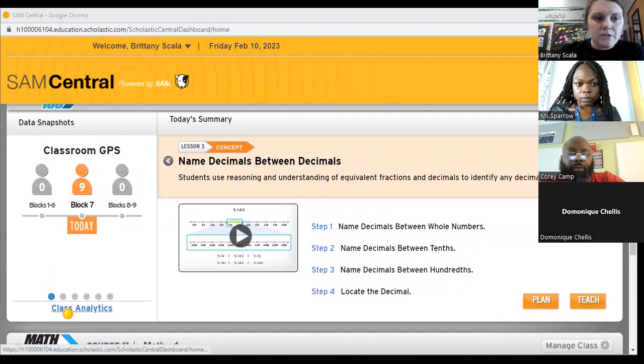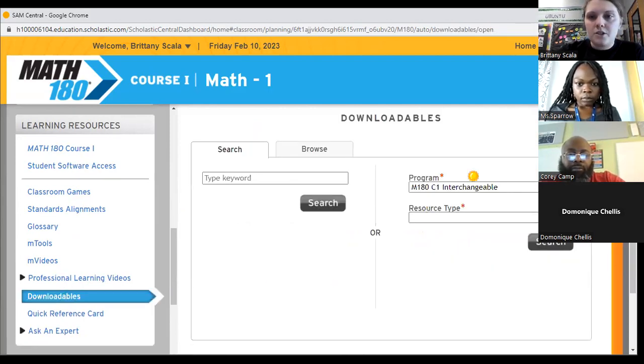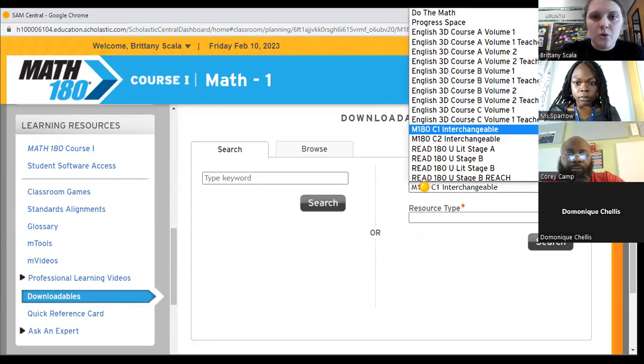And then I scroll down. There's a lot of really useful information and we can definitely go back and look at some of this other stuff, but I go down to learning resources. And if you go to downloadables, over here. So I'm in course 1. If you wanted to see course 2, you would just click course 2.